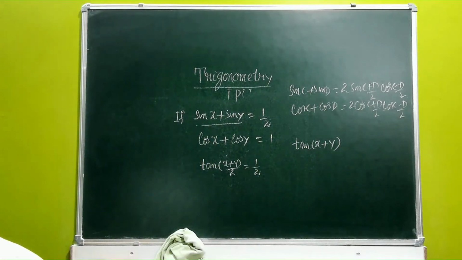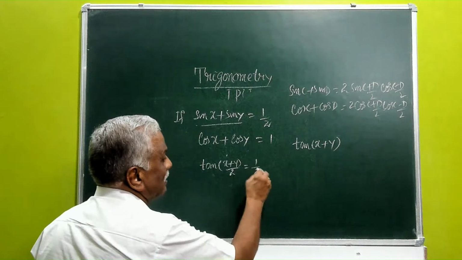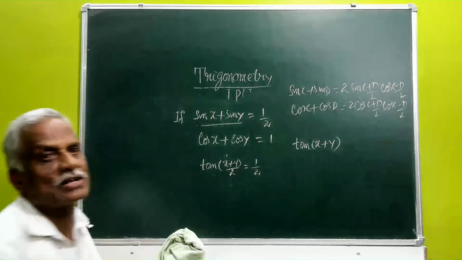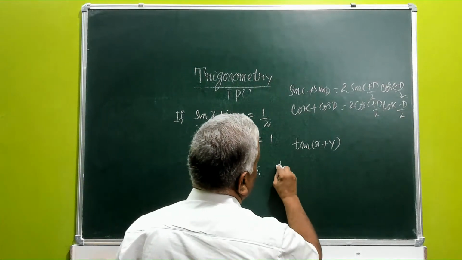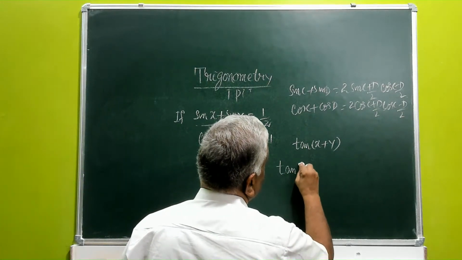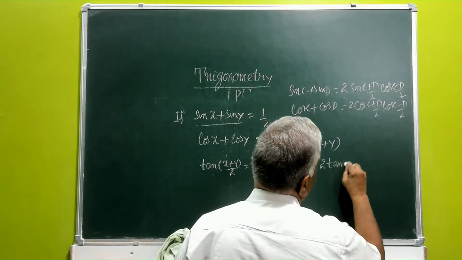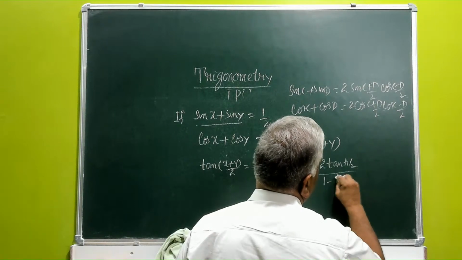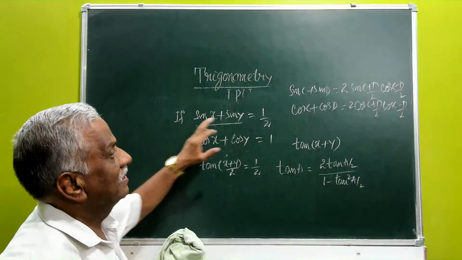Now, they have not asked tan, they have asked you to find out tan of x plus y. You have got tan of x plus y by 2. Chances are that if we cancel this, the right answer is 1. But that is not possible. You need to go for the half angle formula. What is tan A? Tan A is 2 tan A by 2 divided by 1 minus tan square A by 2. I think you understood what I said.